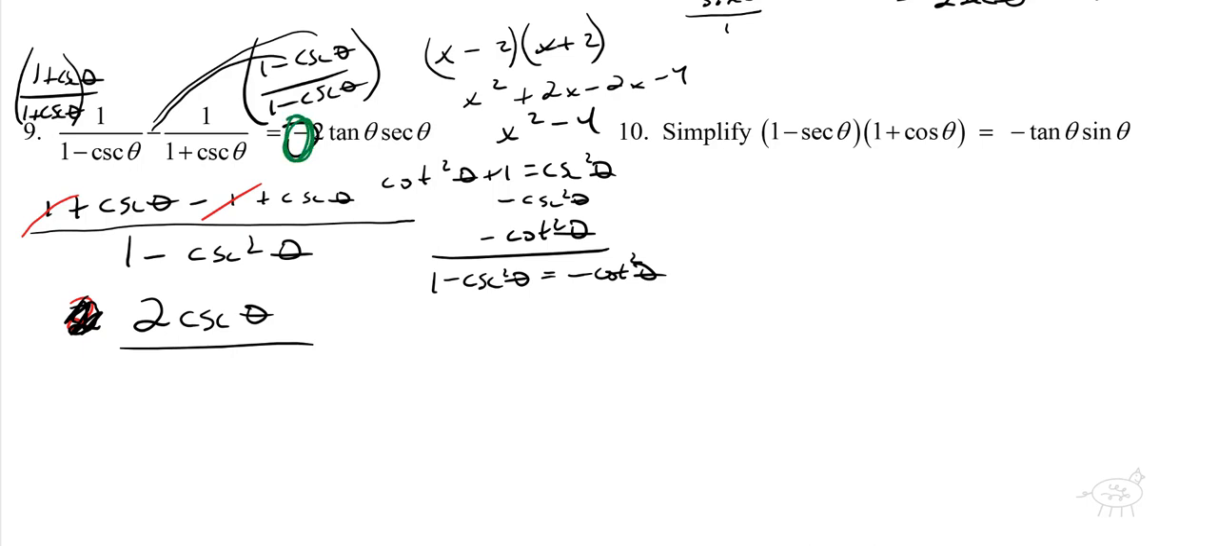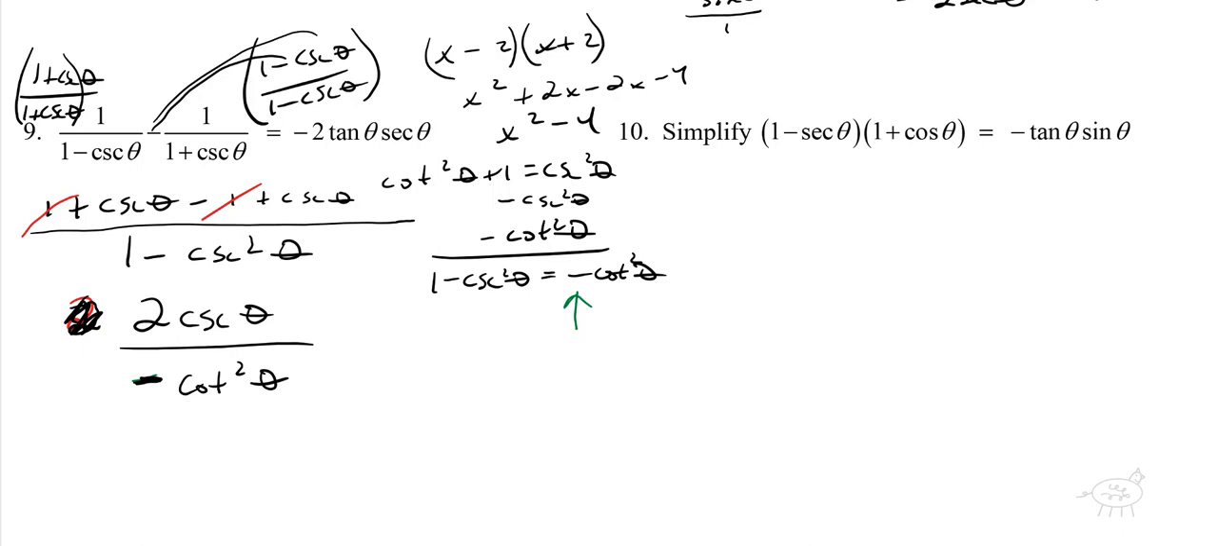Okay? So if you have a negative there, that's a good indicator that this negative is going to come in handy. So sure enough, 1 minus cosecant squared of theta is negative cotangent squared of theta. All right, now remember what I still have to do is I need to have it look like negative 2 tangent secant, right?